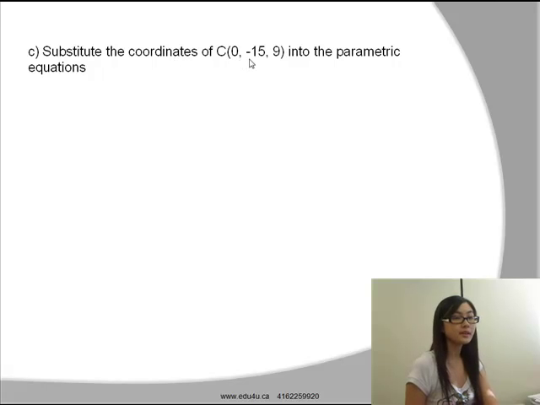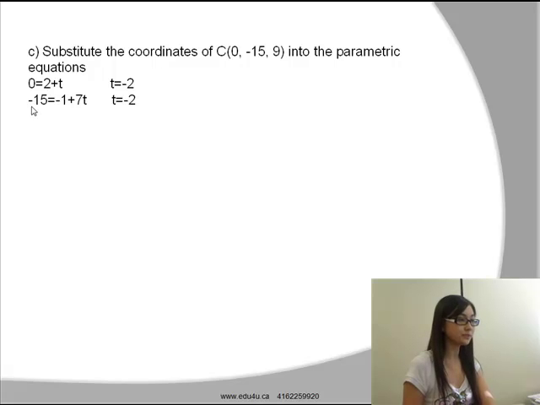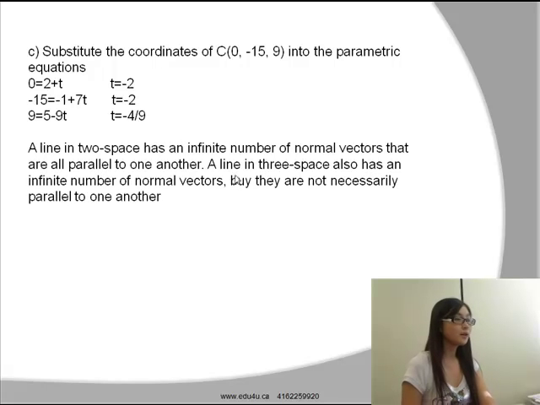Substitute the coordinates of C, which are (0, -15, 9), into the parametric equation. When we plug in x is equal to 0 into this equation, we get t is equal to -2. When we plug in y equals -15, we get t is equal to -2. And when we plug in z is equal to 9, we get t is equal to -4/9.